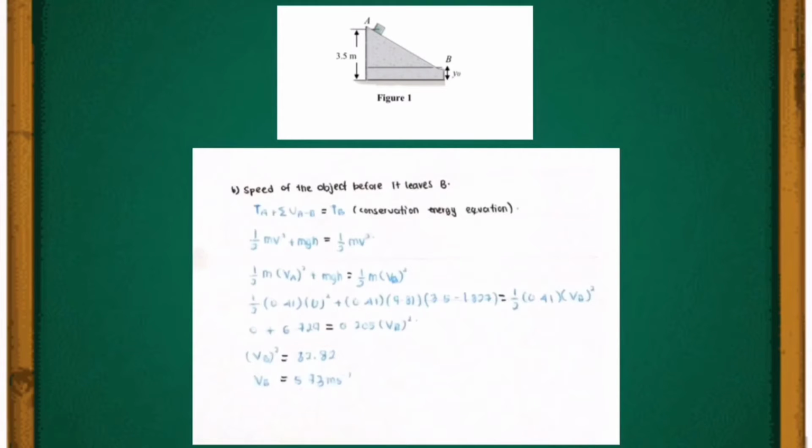Our m is 0.41 and we need to find VB. Based on this calculation, we get VB equal to 5.73 meters per second.